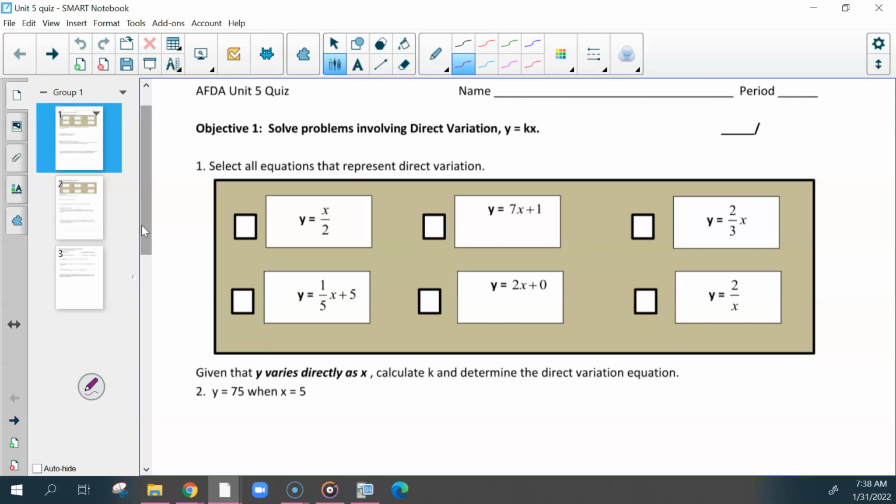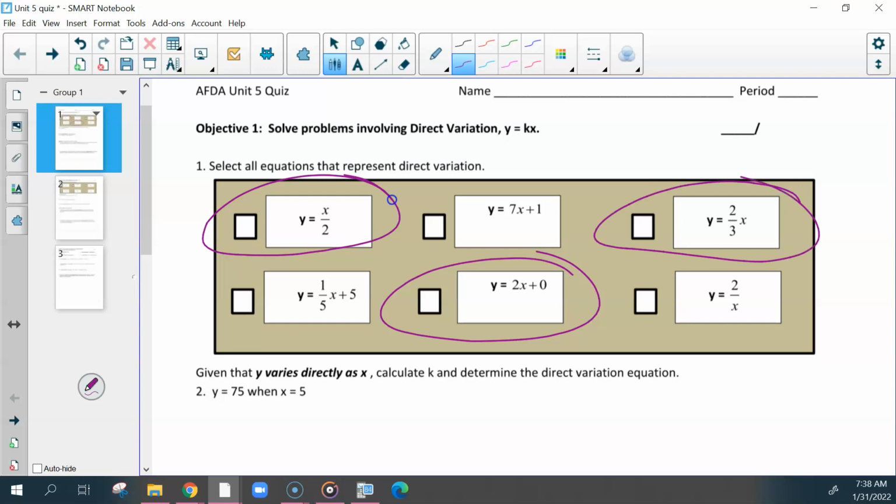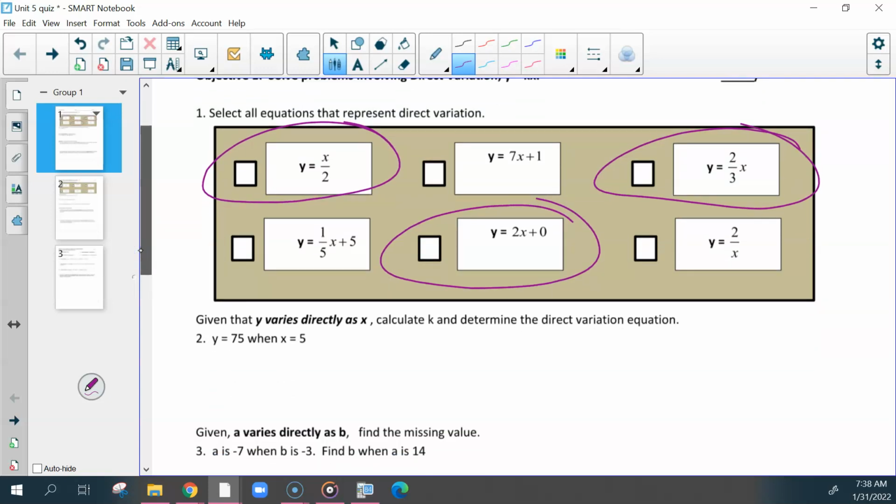Alright, for number 1, you needed to figure out which of these were direct variation. That was this one, and this one. The total was out of 6 points for getting the correct ones and not getting the wrong ones. Questions on number 1?